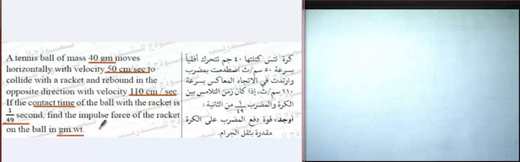Now we'll complete our question about dynamics. Look at this example and write with me, okay? A tennis ball of mass 40 gram moves horizontally with velocity 50 centimeter per second to collide with a racket and rebound in the opposite direction with the velocity 110 centimeter per second. If the contact time of the ball with the racket is 1 over 49 seconds, find the impulse. You want to find the force of the racket on the ball in gram weight.